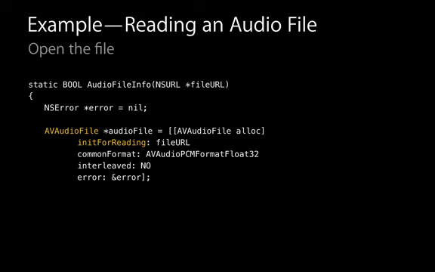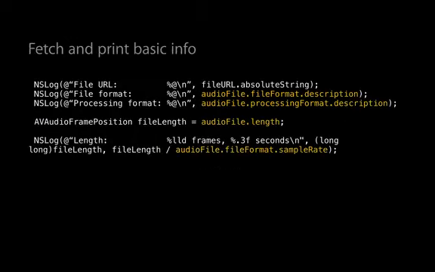So here we have init for reading. We simply pass a URL. I'm using the variant here that's explicit, but I'm passing PCM float 32 anyways. I could have left those off and gotten a standard format. I'm going to fetch some basic information from the file and print it, including the file's on-disk format and the processing format. I can query the audio file's length in sample frames, and I can convert that length in frames to a duration by dividing by the file's sample rate.